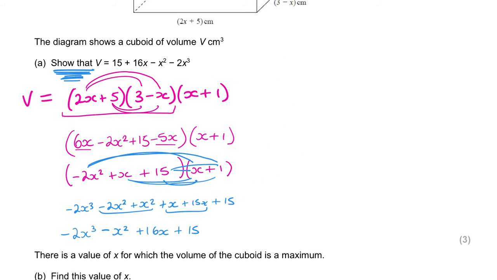rewrite it. So V equals 15 plus 16x minus x squared minus 2x cubed, therefore shown. Okay, so I've shown all of my steps. Remember, this is 3 marks. Now you might think, oh my god, this question is always at the back of the paper. Okay, always go through, because even if you don't understand how to do differentiation, you can all expand brackets. Everyone can expand triple brackets.